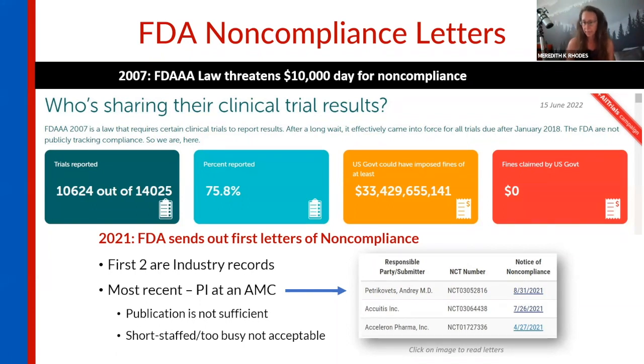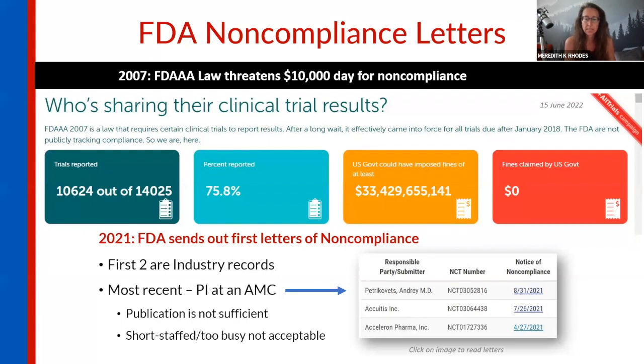to get our acts together and avoid these potential fines, because at some point, at any time, the FDA could be organized enough to begin collecting these fines. And they have recently, in 2021, started to send out notices of noncompliance that are now public, and we can go read through to see what certain noncompliance issues are with study teams.